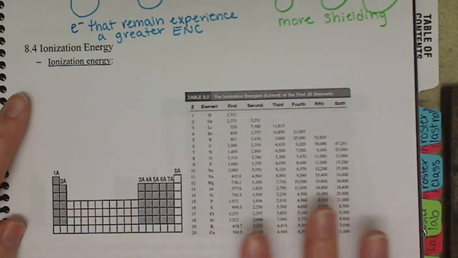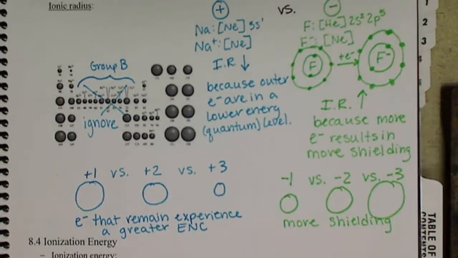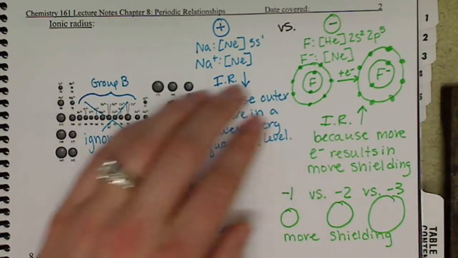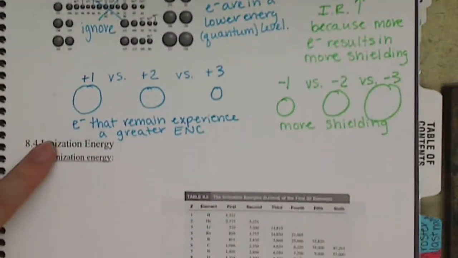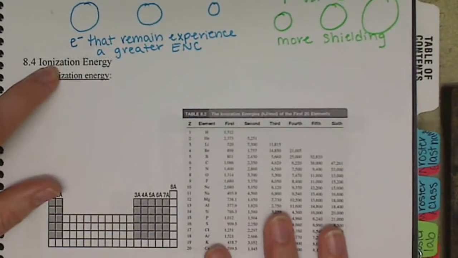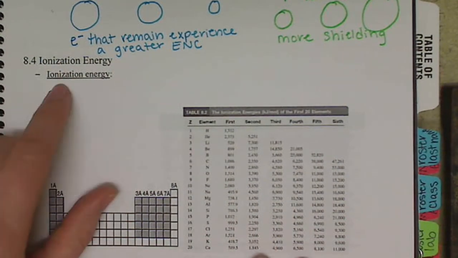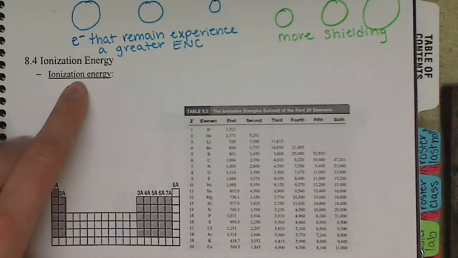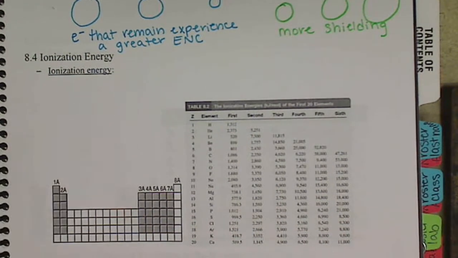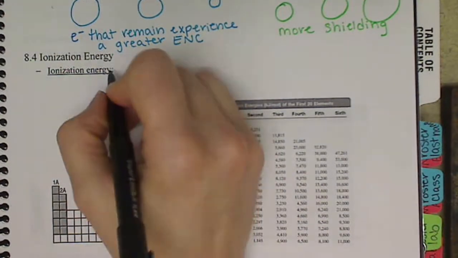Another trend to talk about deals with our ionic radius, so we're forming ions. And we want to talk about how much energy is actually associated with ripping off electrons. That energy is called the ionization energy, the energy required to form an ion. And we're going to form our ions one electron at a time.